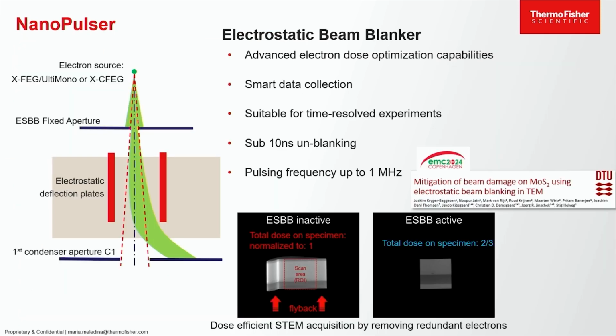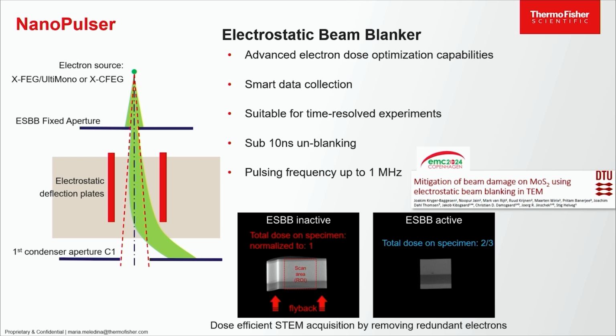So what can you actually do with it? I mentioned the nanopulsar. Nanopulsar is quite easy. It's an electrostatic beam blanker. As I told you, you can use it for dose optimization, data collection, and time-resolved experiments. And I've put here a couple of examples. We have more, but I just decided to take those that are relatively easy to follow.